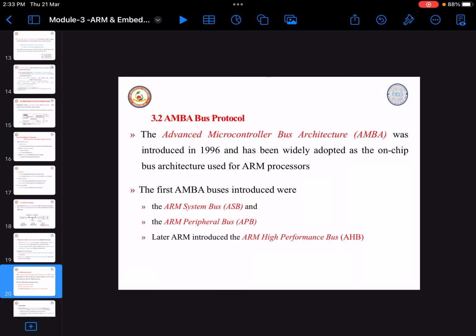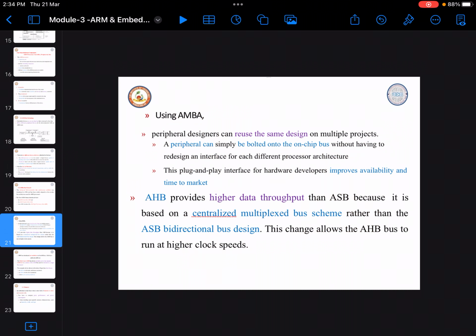Coming to the AMBA bus protocol, AMBA indicates Advanced Microcontroller Bus Architecture, which was introduced in 1996 and is a widely used on-chip bus architecture for ARM processors. It was introduced with three variants: the ARM system bus, the ARM peripheral bus, and the ARM high performance bus. Later they introduced a high performance bus using AMBA.